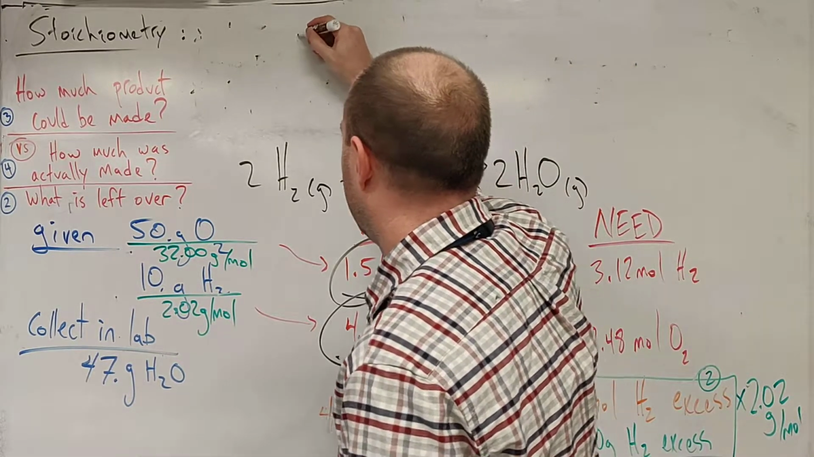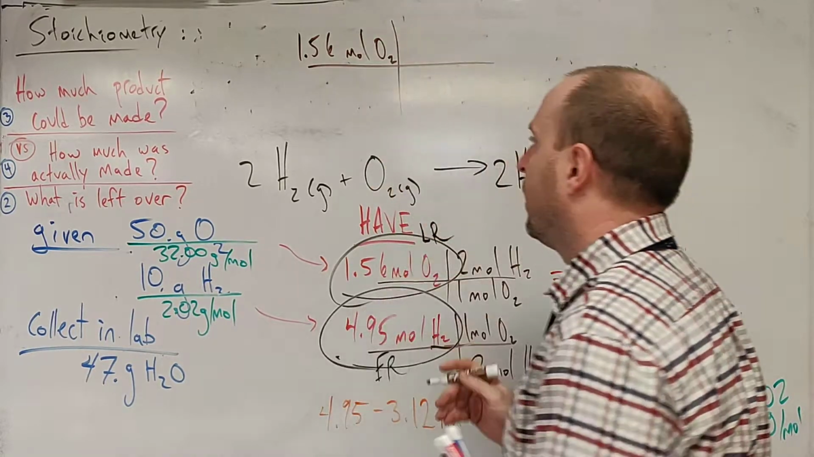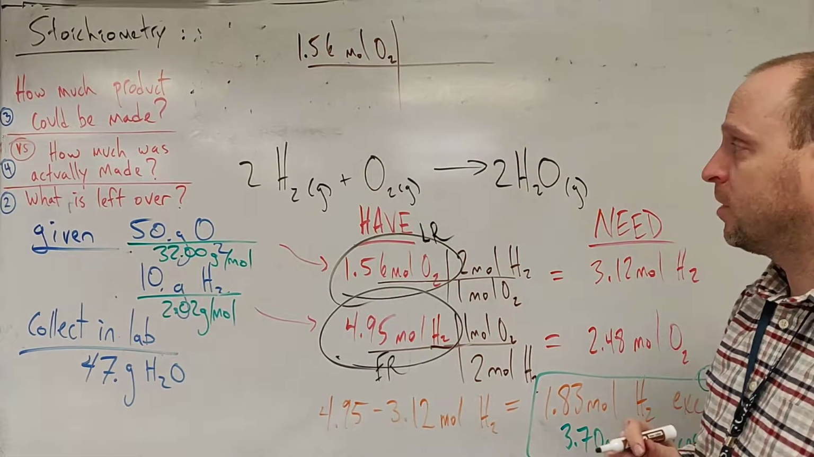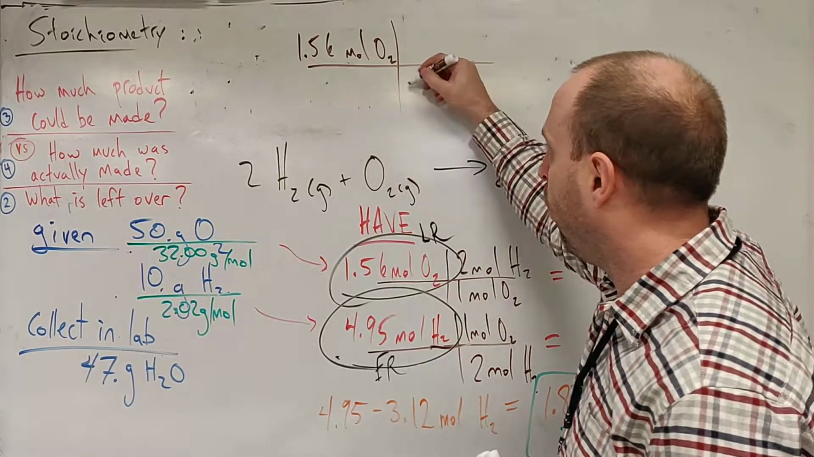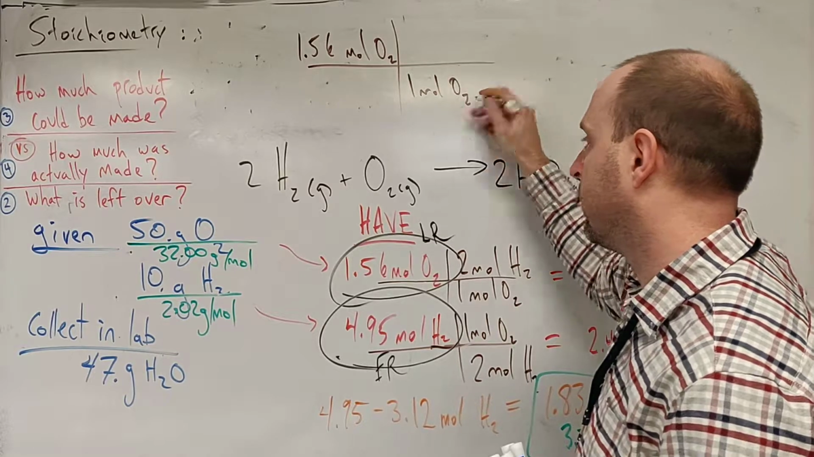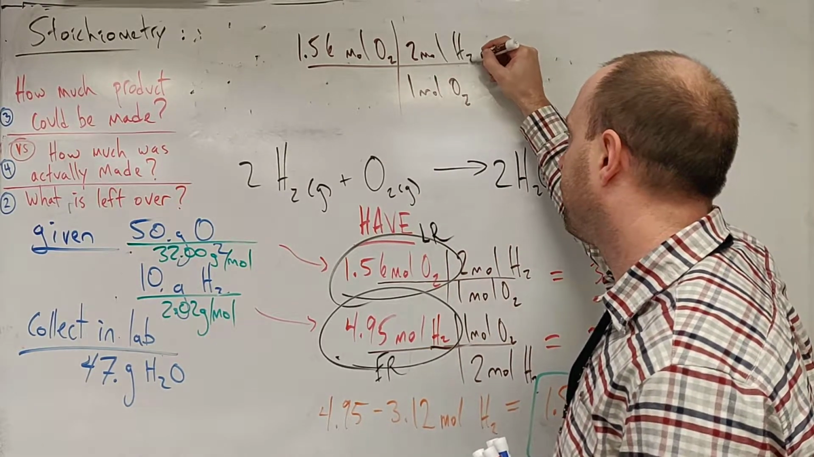So I'm going to use that for my comparison, 1.56 moles of oxygen, right? And I'm going to use the balanced chemical equation, and this time I'm going to compare it to the products, all right? So for every 1 mole of oxygen from our balanced chemical equation, I've got 2 moles of water, all right?